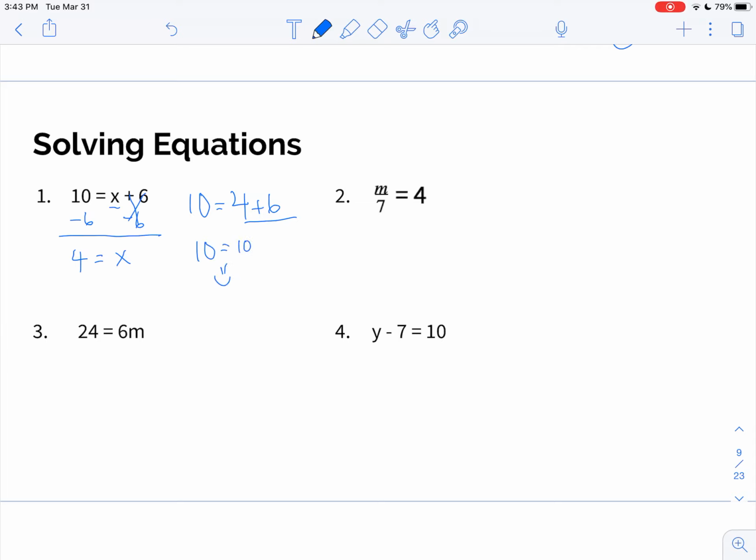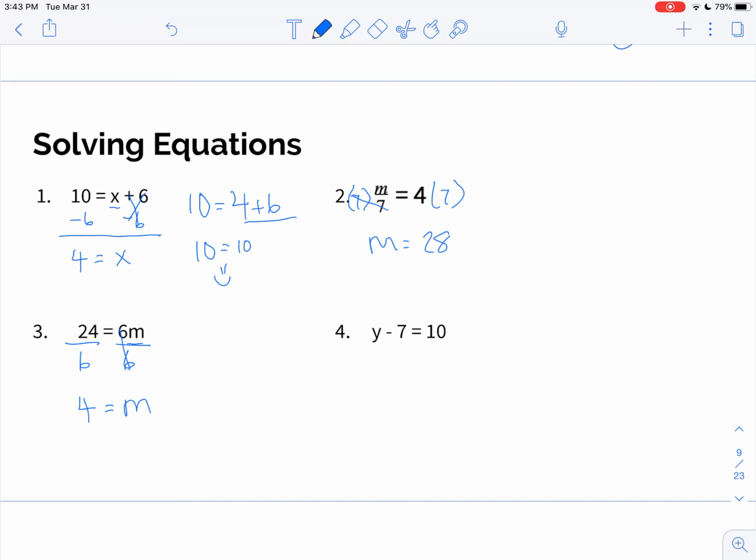Okay, so number 2, m divided by 7 equals 4. The opposite of dividing by 7, multiply each side by 7. Cancel out, m equals 28. Number 3, what's going on with my variable m? It's being multiplied by 6, so I want to divide each side by 6. These cancel out. We have m on the right, 24 divided by 6 is 4. So m equals 4, or 4 equals m, however you want to say that one.